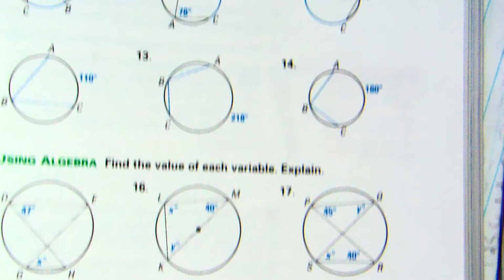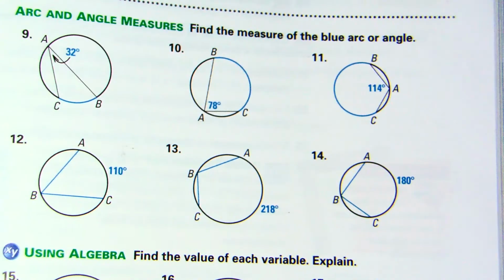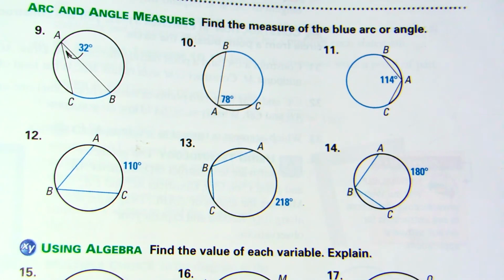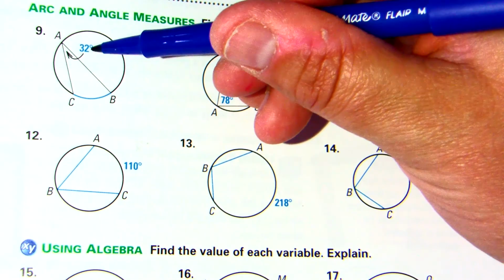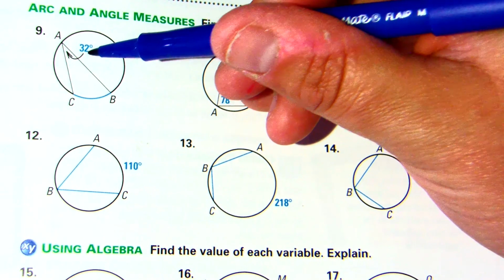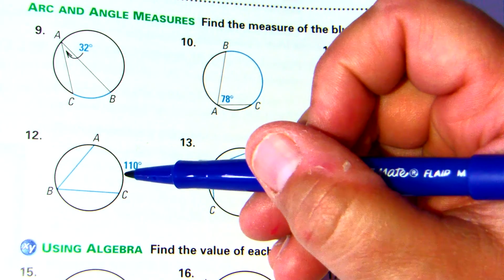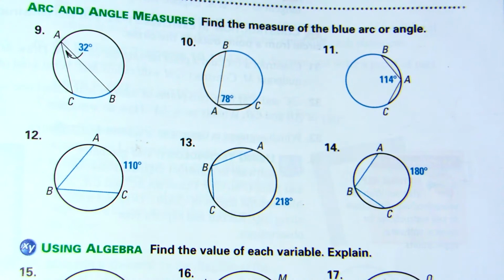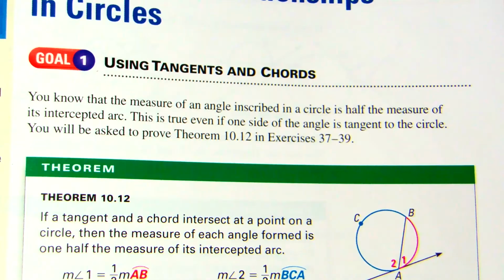Up here at the top, I'm on page 617 now. When you're looking at these two different types of problems, in this one we're looking for the arc. 32 is the angle. It's inscribed, so double it to 64. In this problem, they give us the arc, which is 110. Divide it by 2, and we will find that the angle measures 55. Those we went over pretty well.